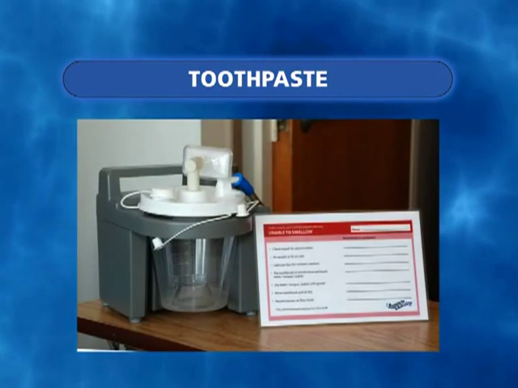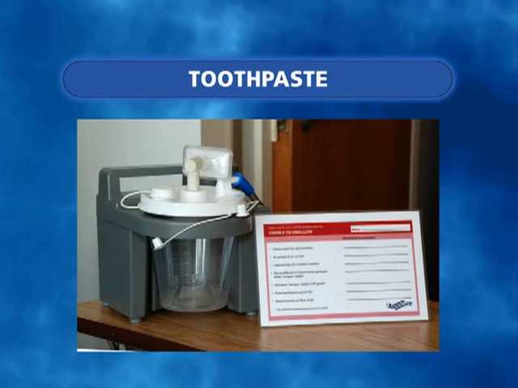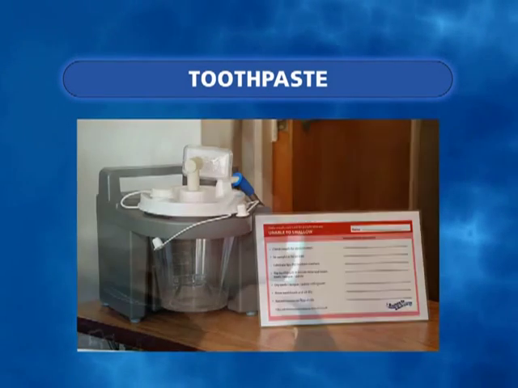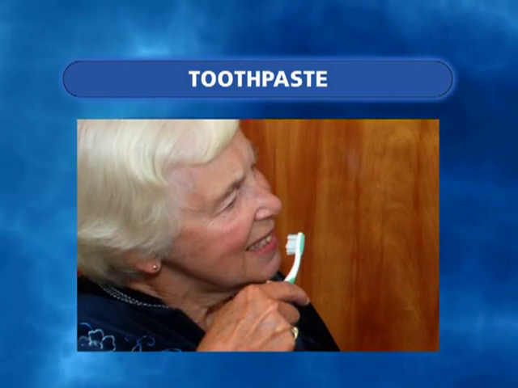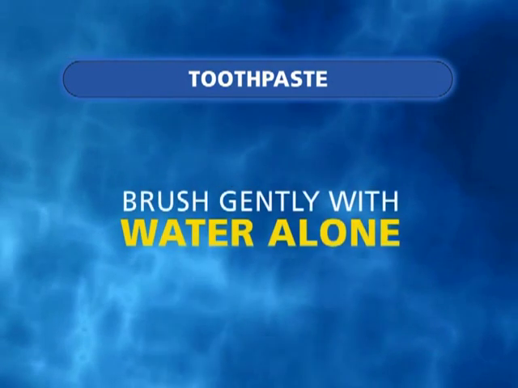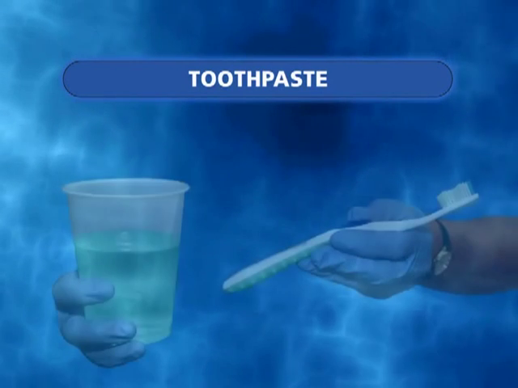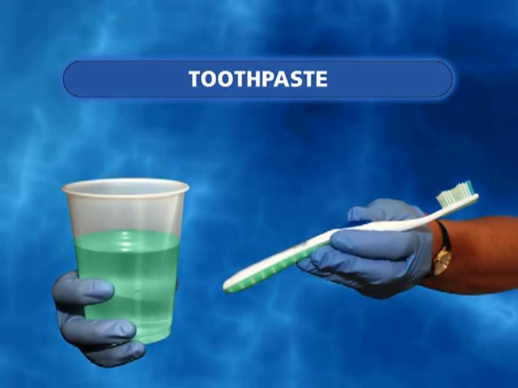Commercial toothpaste should not be used with residents who have difficulty spitting or swallowing. For these residents, plaque and debris can still be removed by brushing. Brush gently with water alone or dip the toothbrush in mouth rinse before brushing.